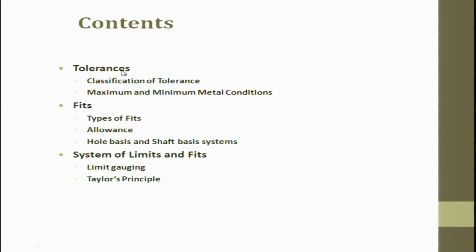The content which will be covered in this lecture is going to be classification of tolerance. Then we will see minimum material condition. I started in the last lecture that for a shaft what will be the maximum material condition, and for a hole what will be the maximum material condition. Then we will discuss fits, because all these things are talked about for a single component. Now, when we try to assemble these two, they become fits. So, we will see the types of fits, then we will see allowance.